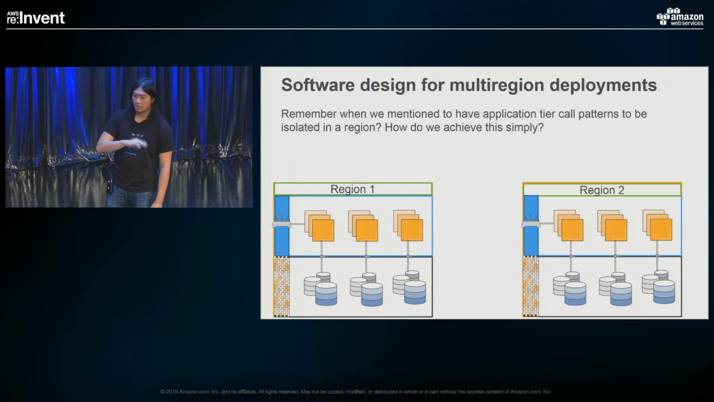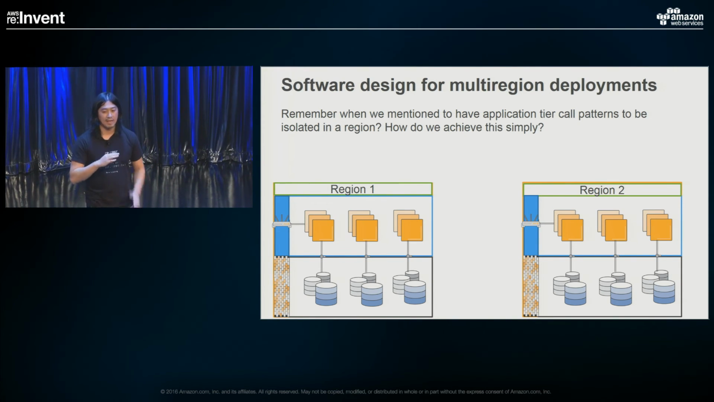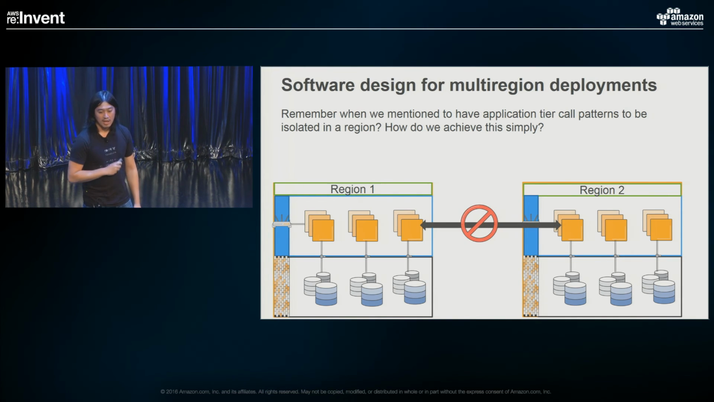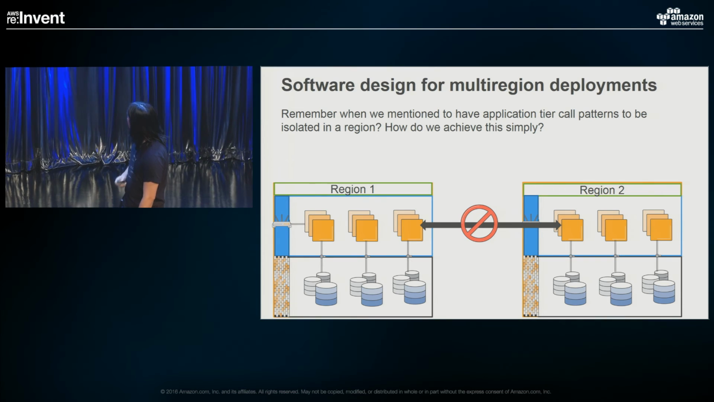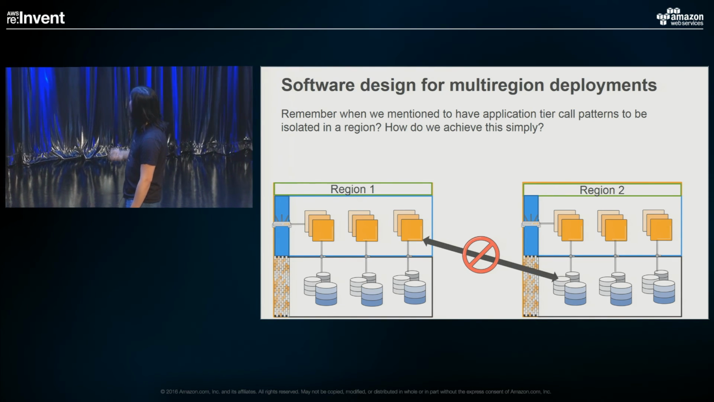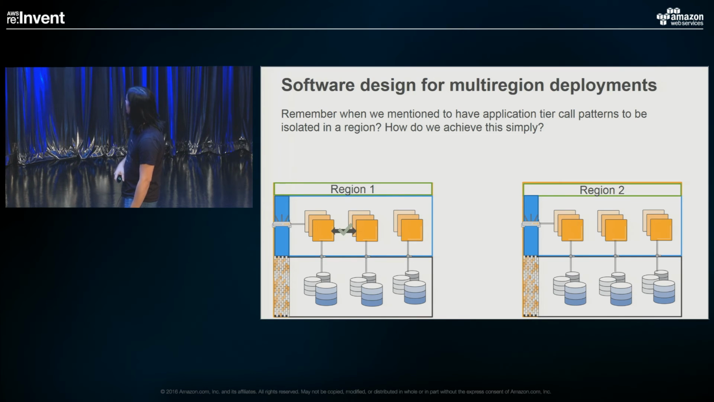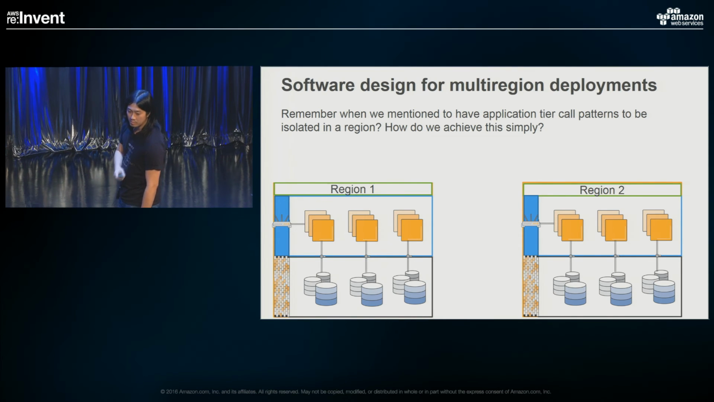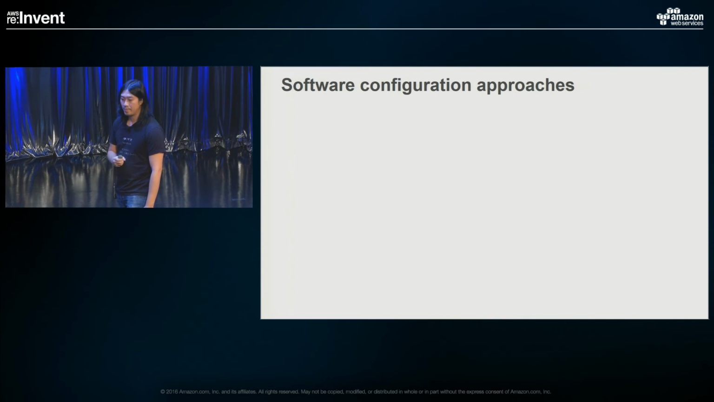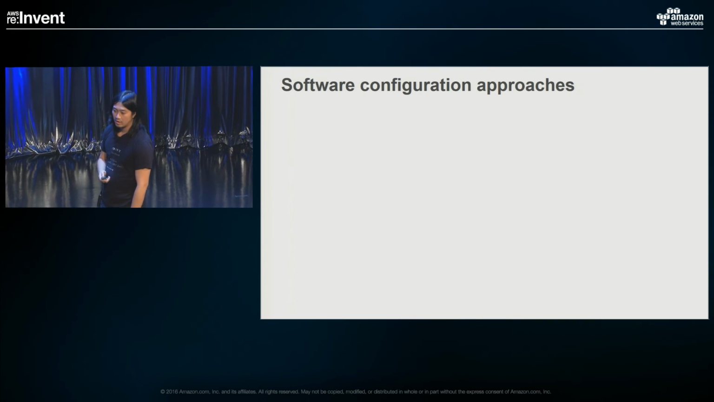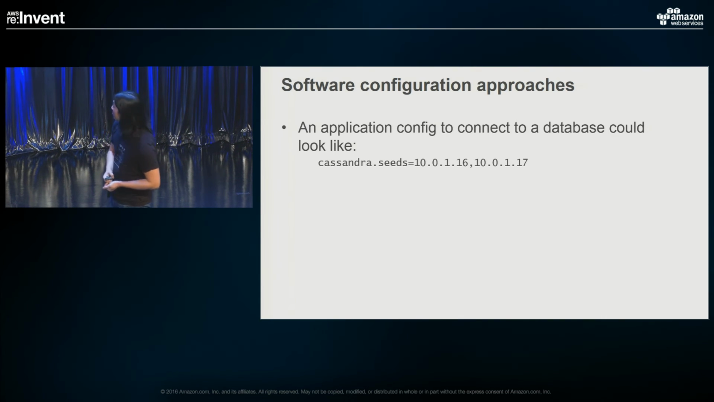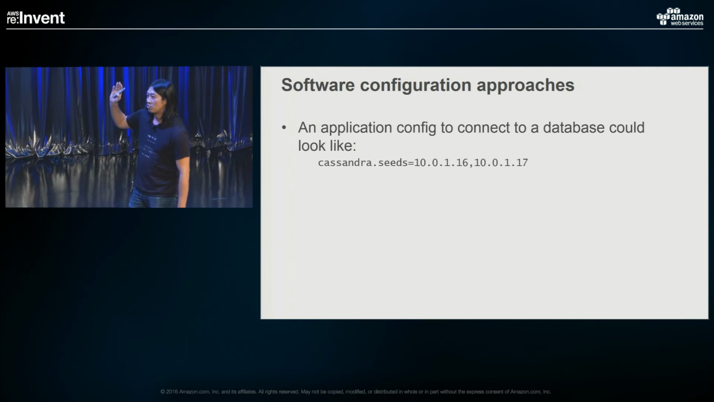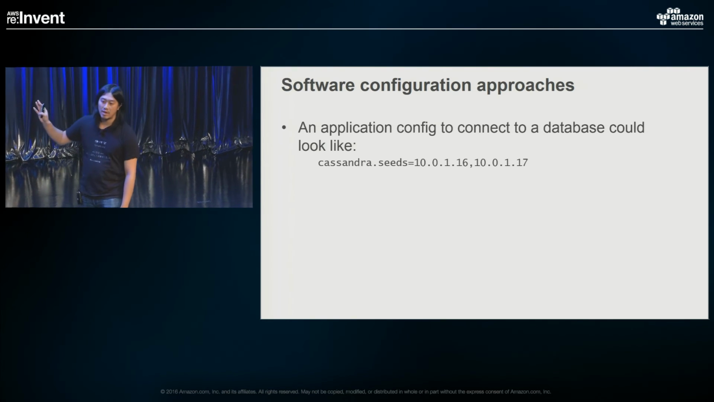So remember when I said that multi-regional deployments had to have application patterns like this, where application 1 couldn't talk to region 2. This application couldn't talk to this database. And we want to make sure that within a region, the apps can talk to each other, and within a region, the application can talk to a database. So how do we achieve this? This comes down to the way we manage our configuration. For example, an application configuration to a database could look very much like this. We could have our application who wants to talk to Cassandra seeds. It's talking to a set of IPs.